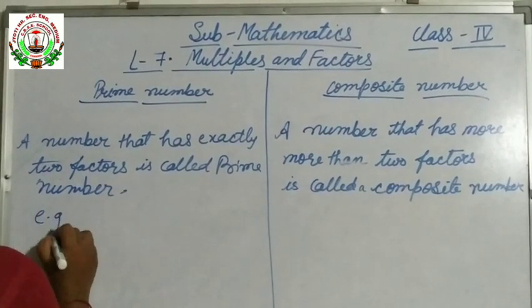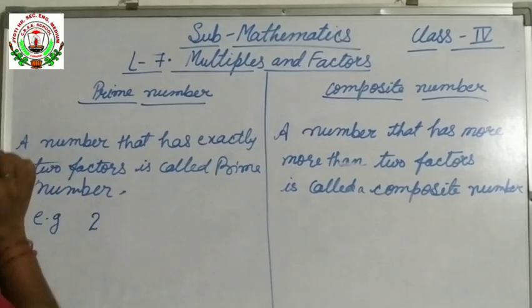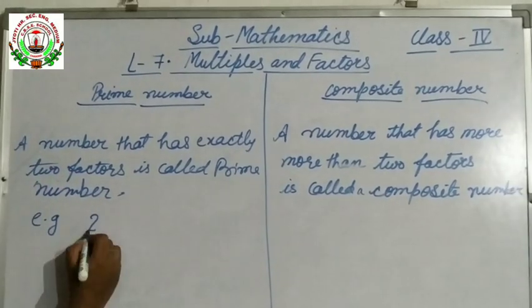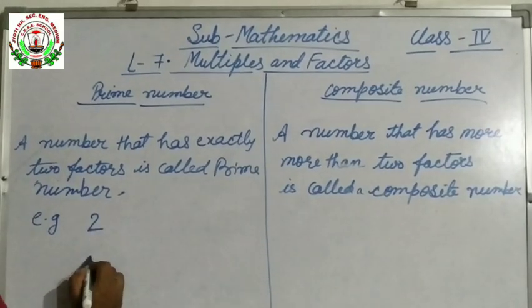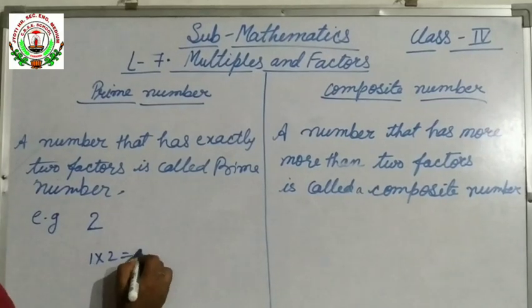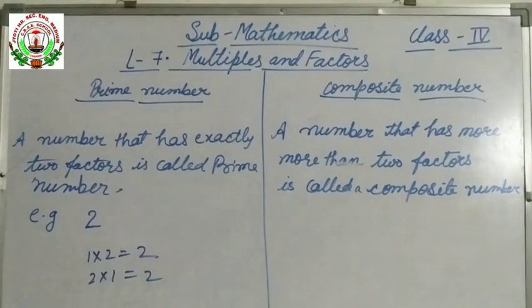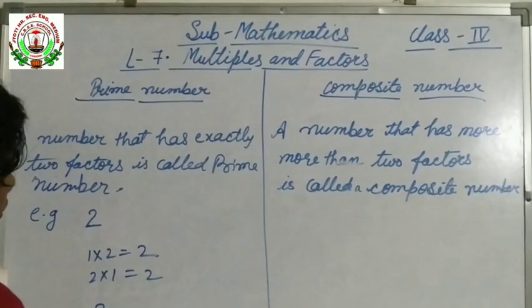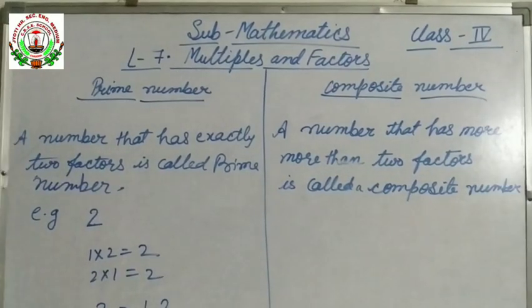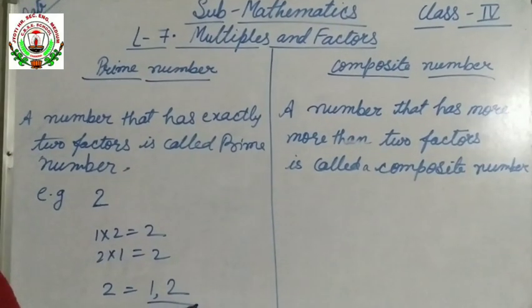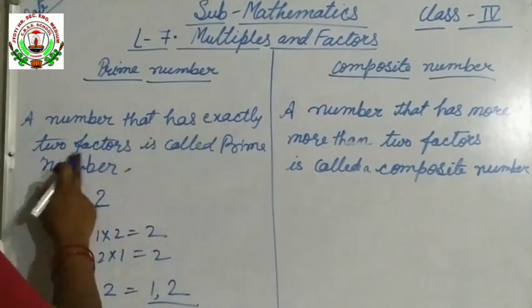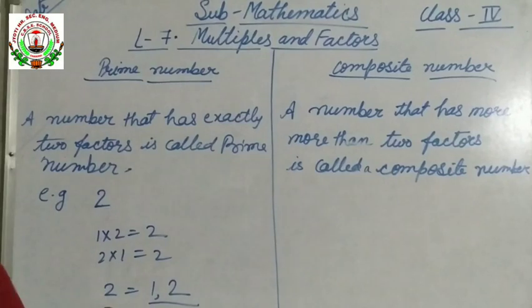Suppose, for example, we take 2. If we find the factors of 2, we can write 1 times 2 is 2, or 2 times 1 is 2. So what are the factors of 2? They are 1 and 2. So we get only 2 factors. The number that has exactly 2 factors is called a prime number.